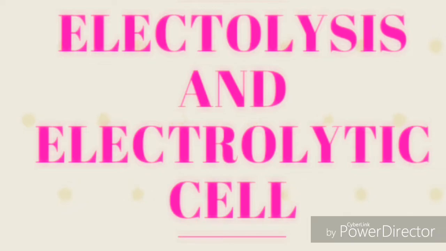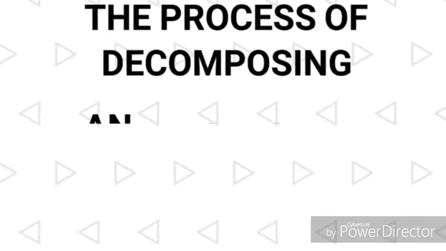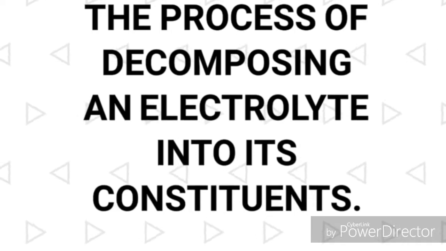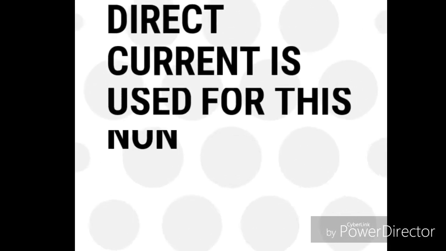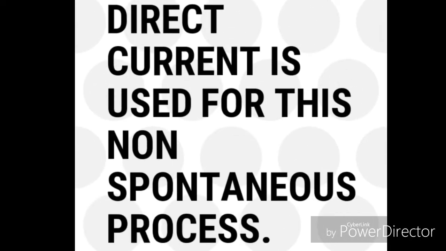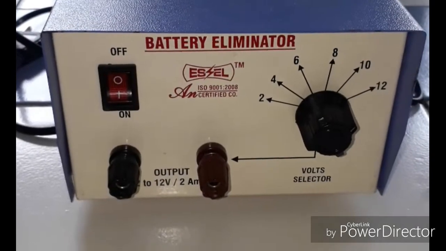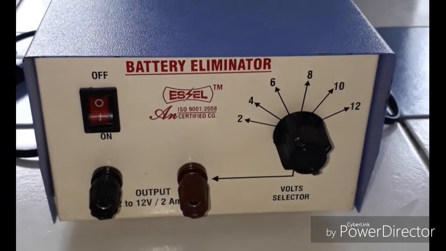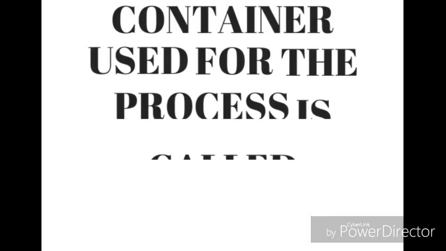Today I'll tell you something about electrolysis. What is electrolysis? We can see it's a process of decomposing an electrolyte into its constituents. We're going to use direct current for this process. This is the battery eliminator which converts AC into DC.